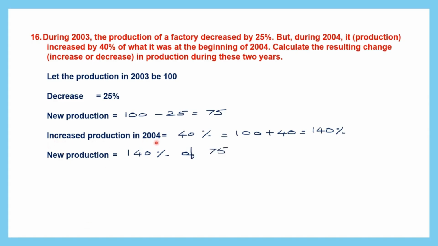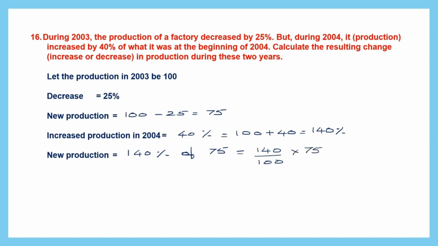The increased production in 2004 was 40%, that is 100 plus 40, that becomes 140. Now the new production is 140% of this new production, because this was what it was at the beginning of 2004, not at the beginning of 2003. So 140% of 75. Now we need to calculate this. This becomes 140 by 100 into 75.